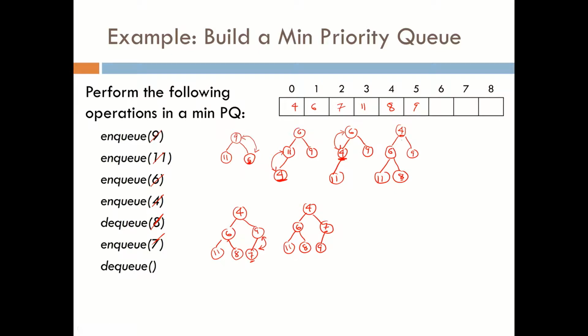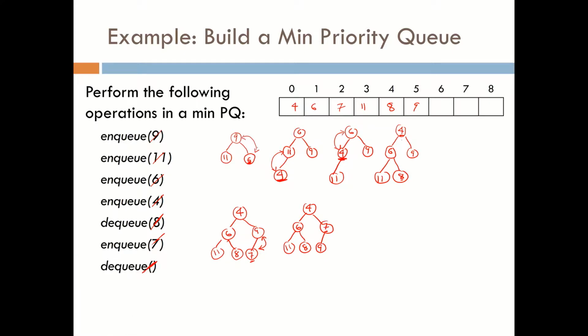And finally, we're going to do a DQ. Okay, now to DQ in a min Q, we're going to do the same thing. We're going to remove the root, except in this case, the root is the lowest value. Okay, so remove the root. Okay, so we'll draw these individual pieces. So let me change pen colors for a second.